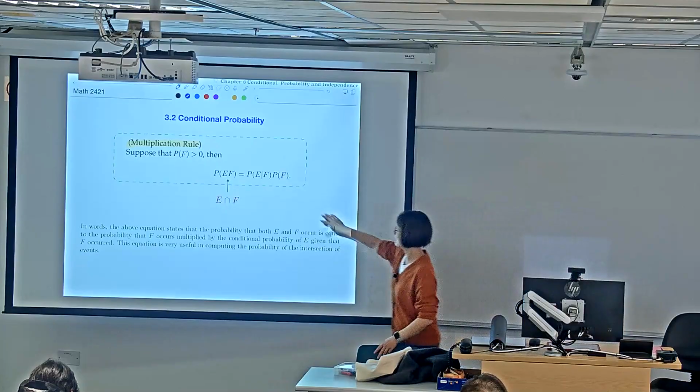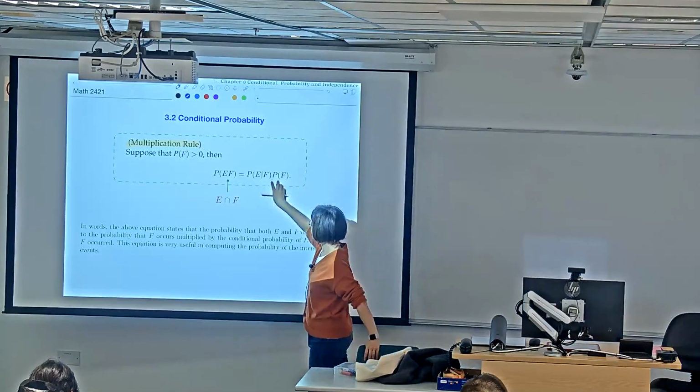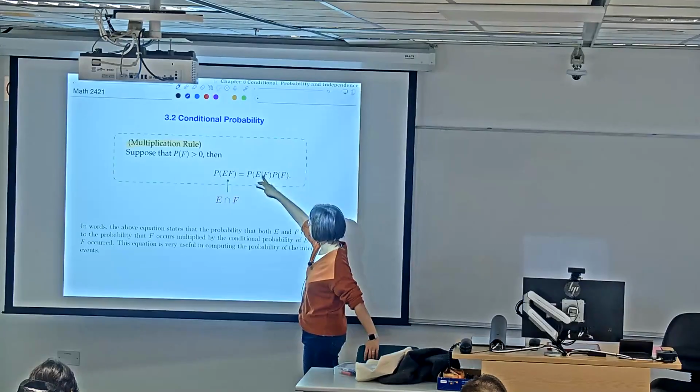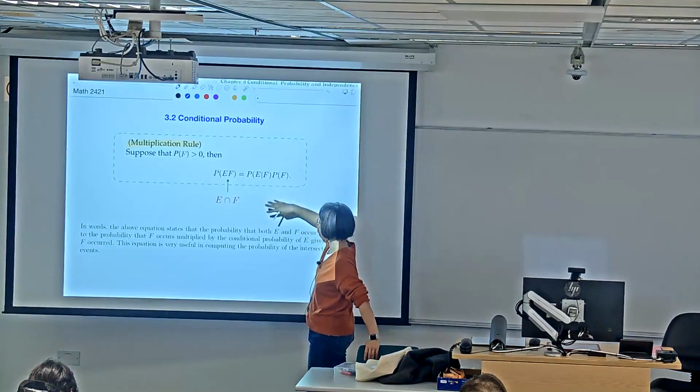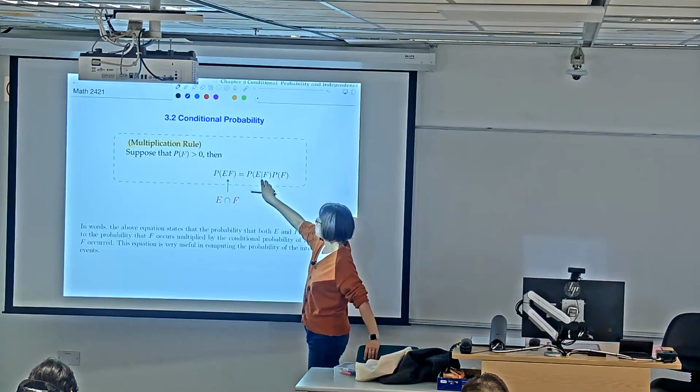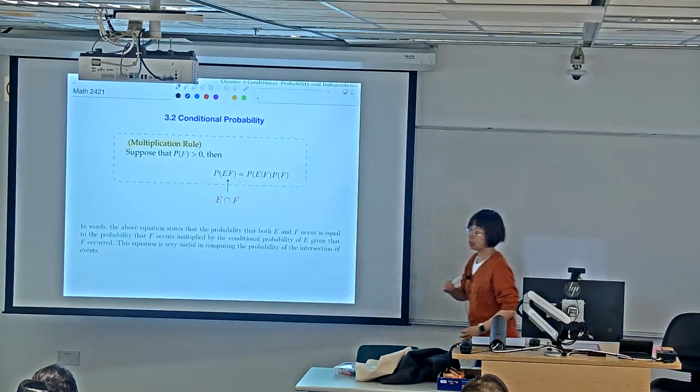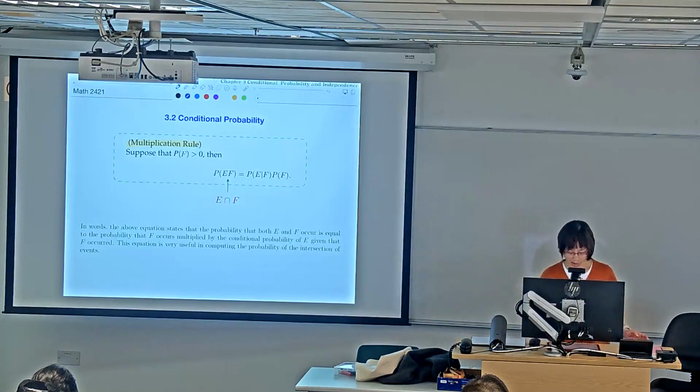So you can see the right-hand side is a product of these two terms. The conditioning event, we invent this notation with the bar F. It's like dividing by F in some sense. So you multiply by the probability of F to cancel it, but you are left with these two events together. So that's how you memorize that.